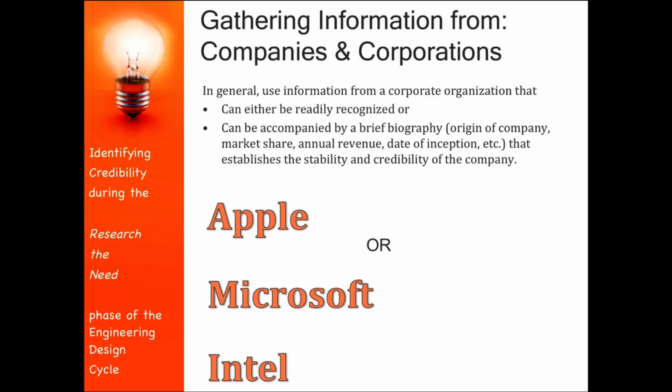Many times in an initial web search to support the need for our design, we may find information from companies and corporations that seems useful and aligned with our cause. In general, in order to use information from companies and corporations as credible information, we have to do two things. First, we have to choose information that is likely unbiased, information that the company has no reason to have a bias. More on that later.